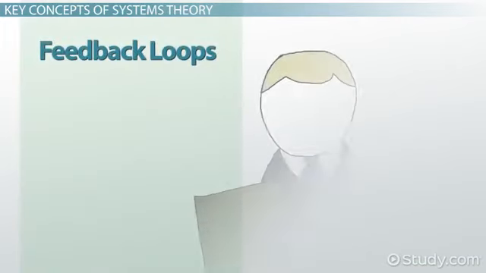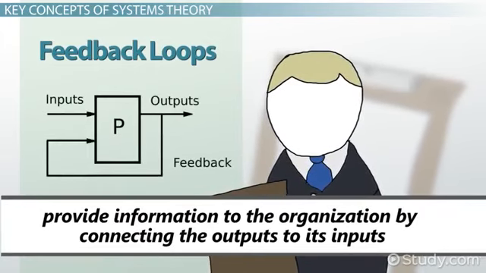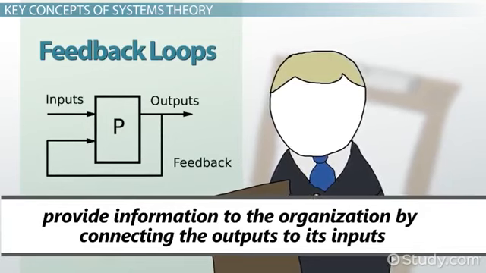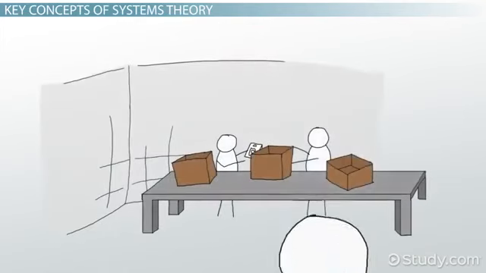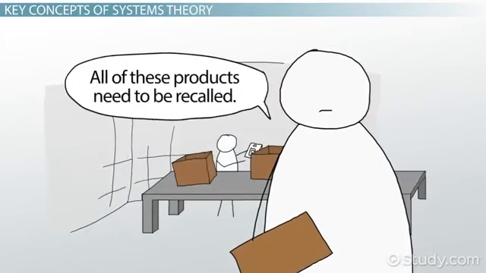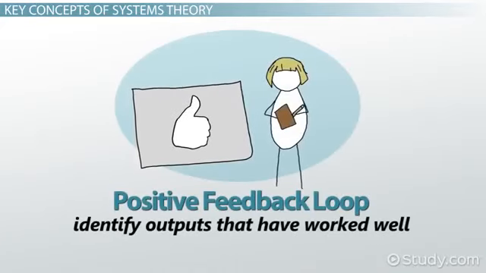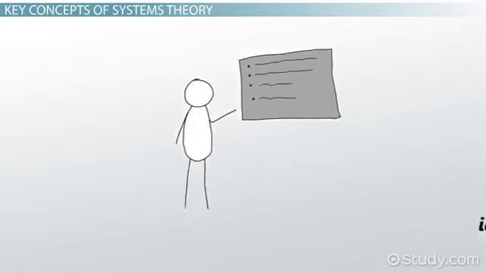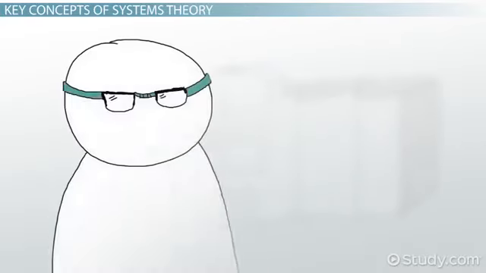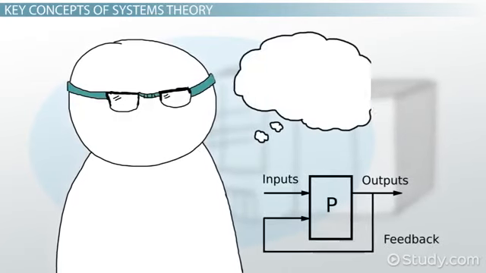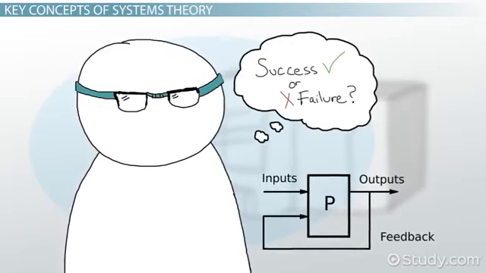Feedback loops are also an important feature of open systems. They provide information to the organization by connecting the outputs to the inputs. A negative feedback loop indicates a problem that should be corrected, for example, the failure of a product design indicated by the need to recall the product. A positive feedback loop can identify outputs that have worked well, for example, a successful marketing campaign that yields high sales. Thus, feedback loops are a means of confirming success or signaling that corrections to the system need to be made.